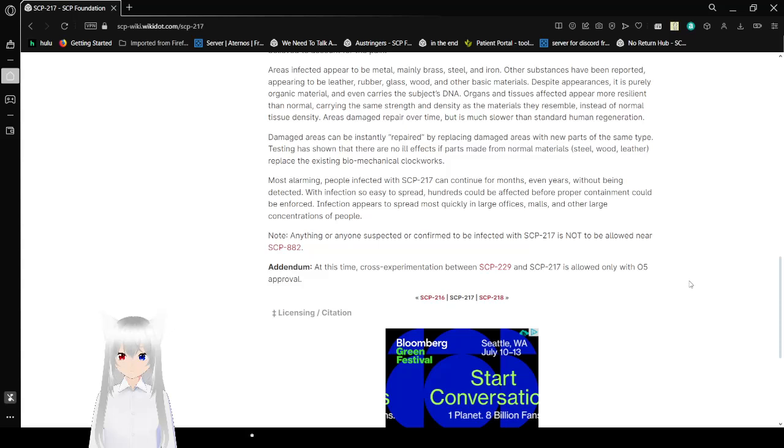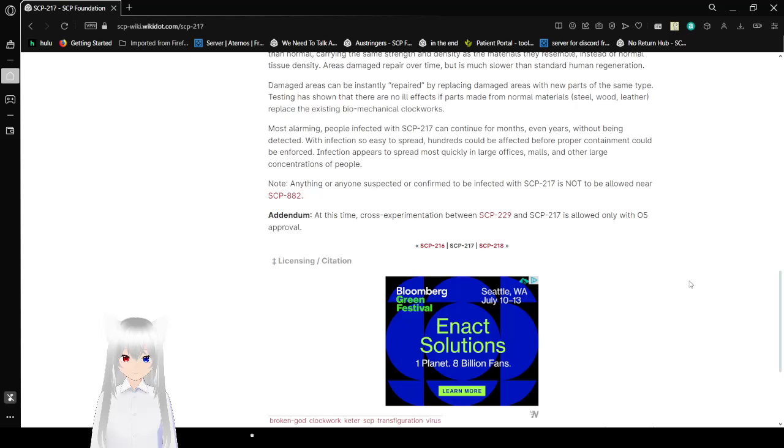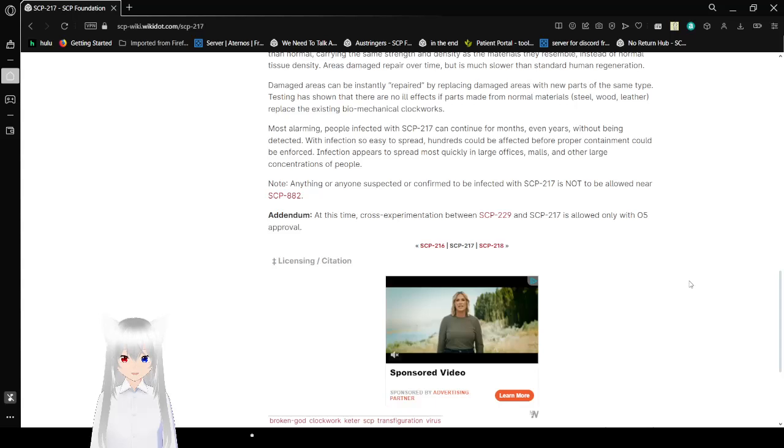Most alarmingly, people infected with SCP-217 can continue for months, even years, without being detected. With infections so easy to spread, hundreds could be infected before proper containment could be enforced. Infection appears to spread most quickly in large offices, malls, and other large concentrations of people. Note, anything or anyone suspected or confirmed to be infected with SCP-217 is not to be allowed near SCP-882. Addendum. At this time, cross-experimentation between SCP-229 and SCP-217 is allowed only with O5 approval.